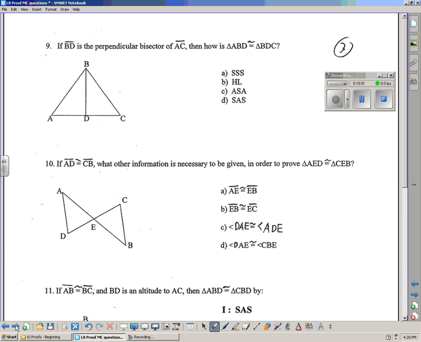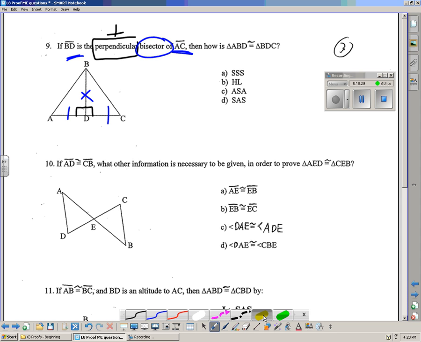Next one, it says if BD is the perpendicular bisector of AC, then how are the triangles congruent? Two math words. Perpendicular, that means BD and AC are going to meet at right angles. And bisector, that means BD is going to cut AC into two equal pieces. So just from perpendicular bisector, this is how we can mark off our paper. And as always, we get the reflexive for free.